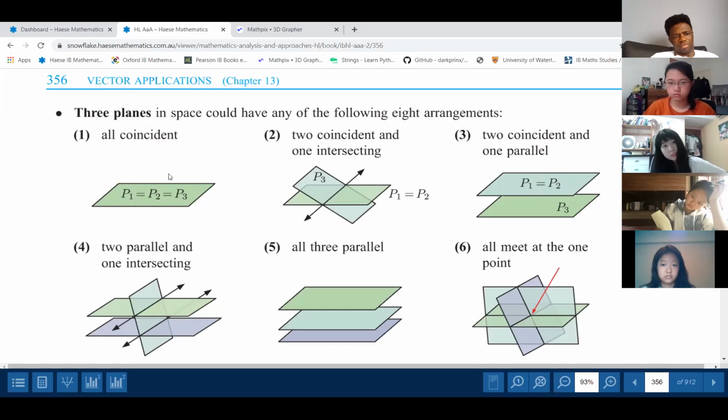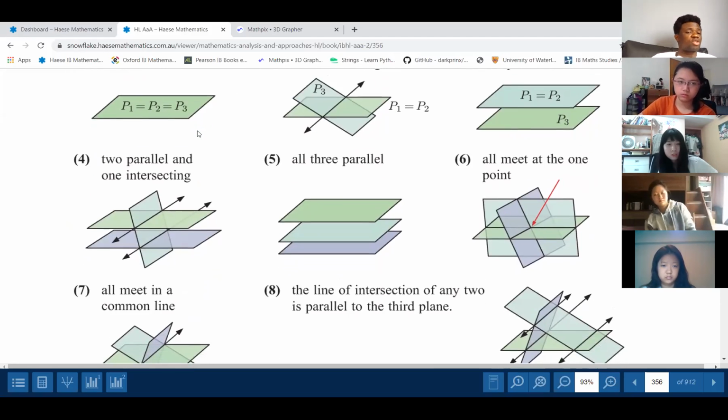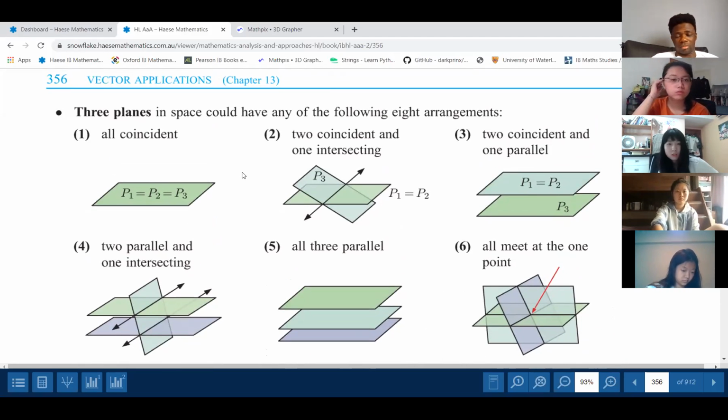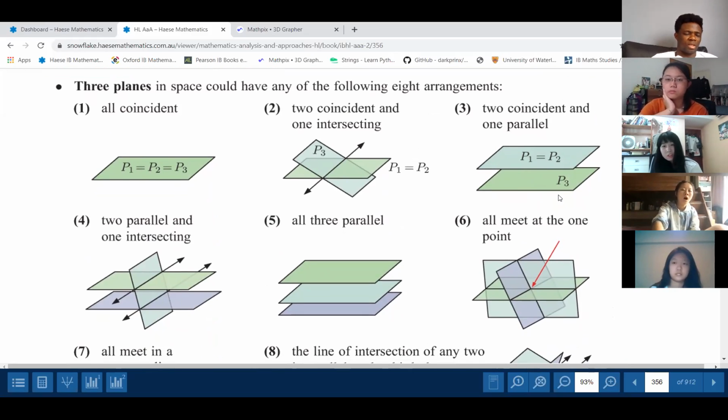3 planes, however, could have the following 8 arrangements. That's like 2 raised to power 3, I think. Anyway, we'll see. It could be all coincident, all the planes together. It could be 2 coincident, 1 intersecting. It could be 2 coincident and 1 parallel to the other 2. Does everybody understand all this?